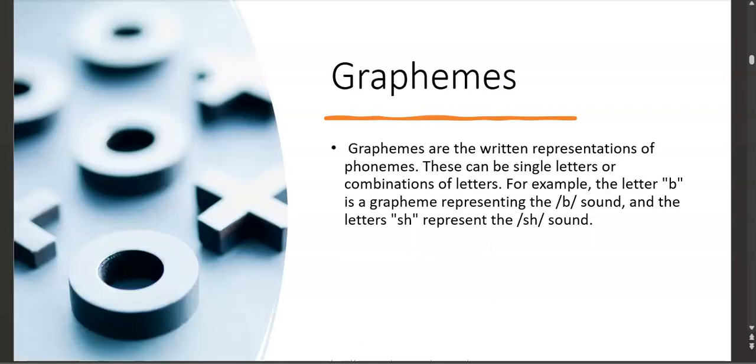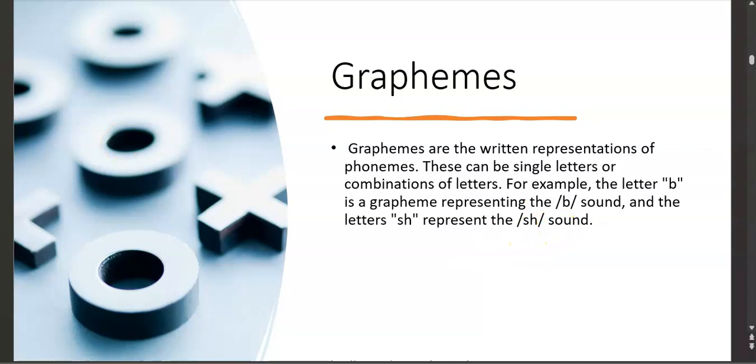Now let's move to another category of phonics, and that is the graphemes, okay? This is another vocabulary I told you to add in our vocabulary notebook. Just like phonemes are a basis of knowing what phonics are, graphemes are also a basis of knowing what phonics are. Graphemes are just written representations of phonemes. This can be single letters or combinations of letters. For example, letter B is a grapheme representing the sound B, and letters Sh represent the sound Sh.